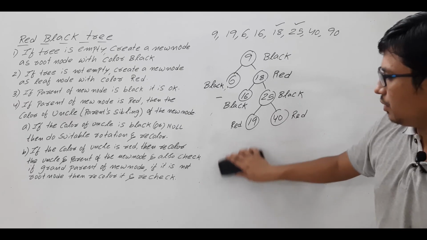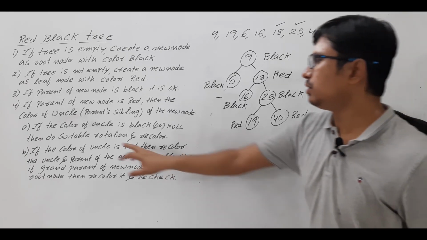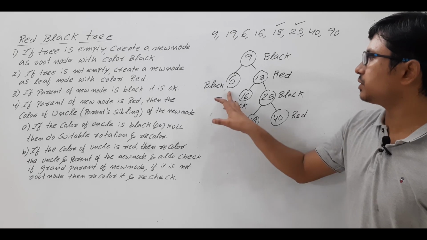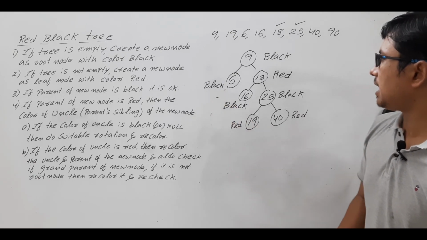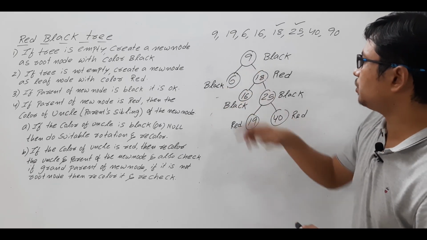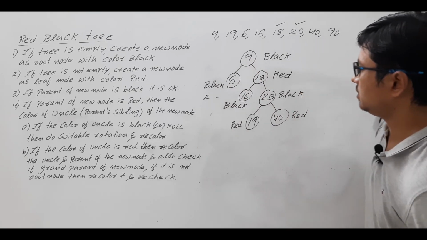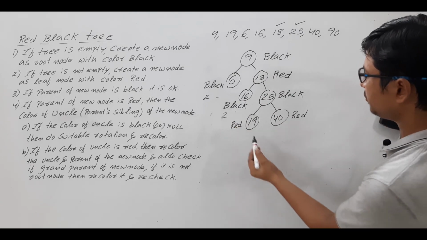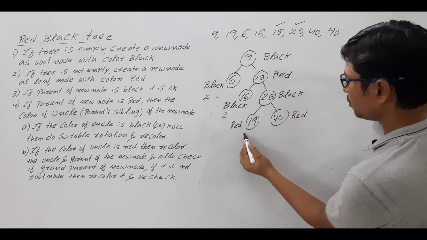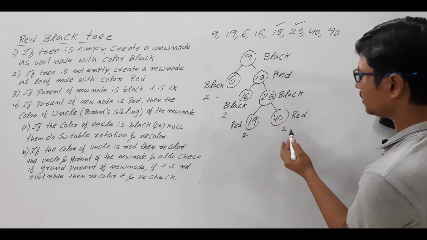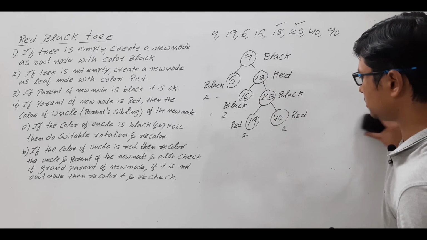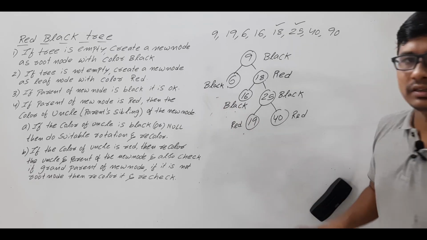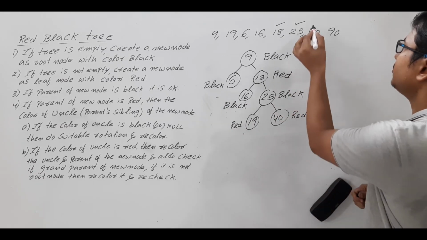Okay. Now, is it completed? We did the suitable rotation, and also we have recolored. If you want to cross check, you can check how many blacks you are getting. Going like this, you are getting 2 blacks. Going here, 1, 2, 2 blacks. Coming here also 2 blacks. So the same number of black nodes are there. If you go to any descendant node, you can cross check it. This is the red black tree after inserting 40.